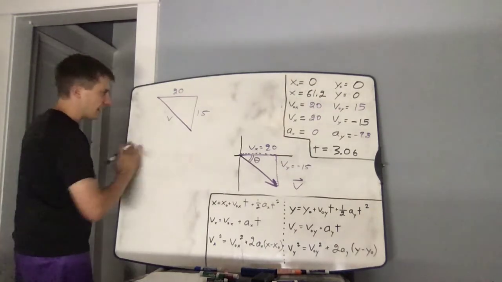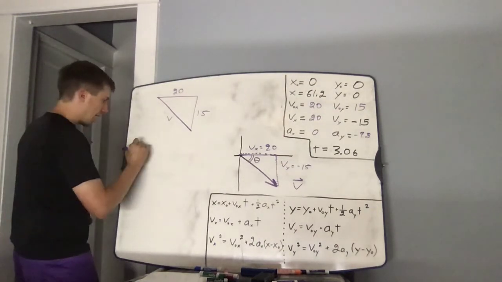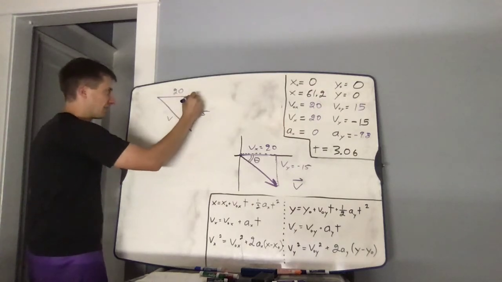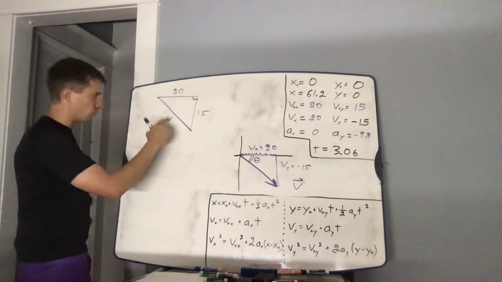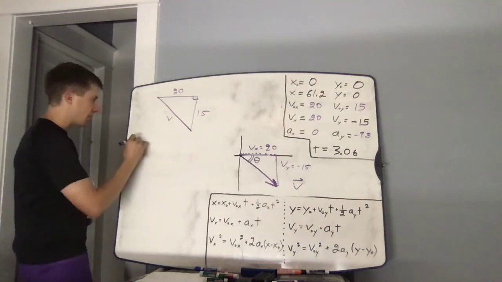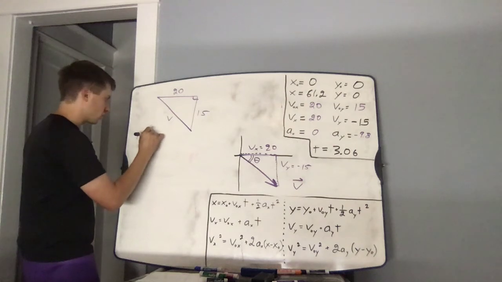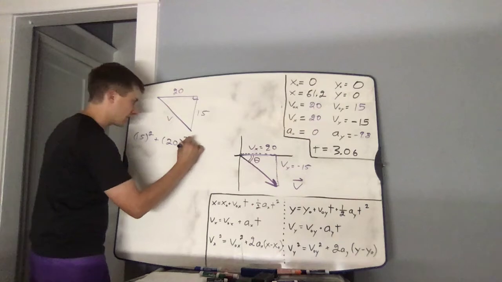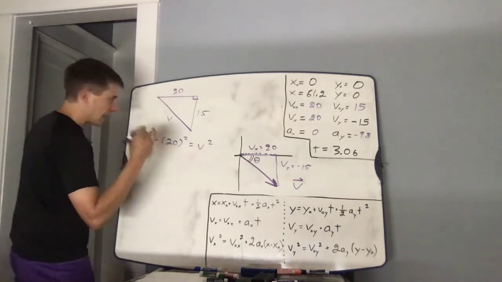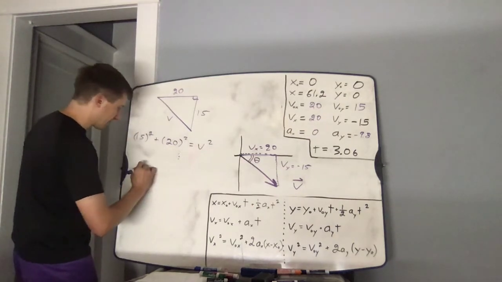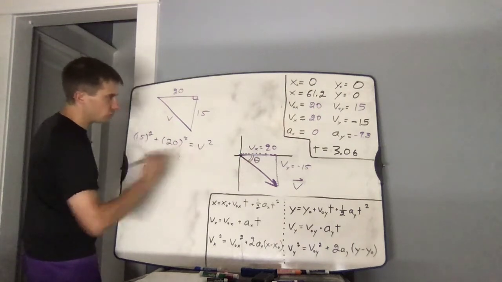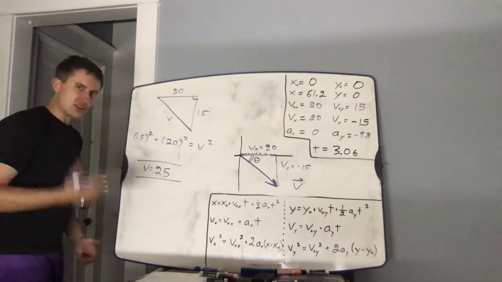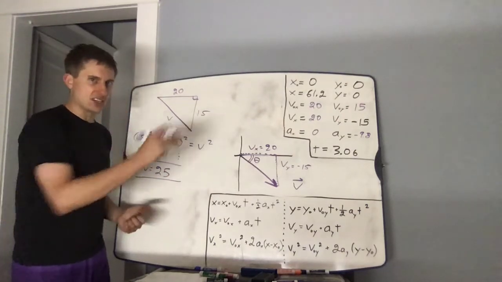So to find v, I could use the Pythagorean theorem. I could say side length of one leg squared plus side length of the other leg squared equals the length of the hypotenuse squared. So if I say 15 squared plus 20 squared equals v squared, I go through the math in this, I get v is equal to 25. So we get the same magnitude as the initial velocity as before.